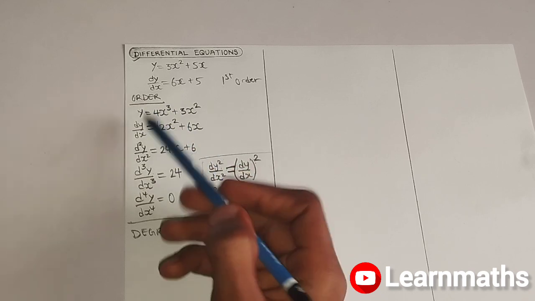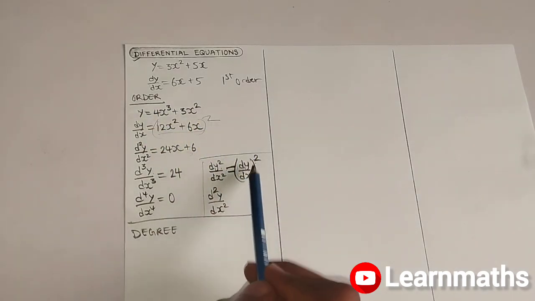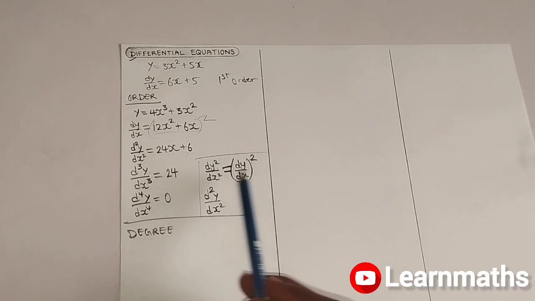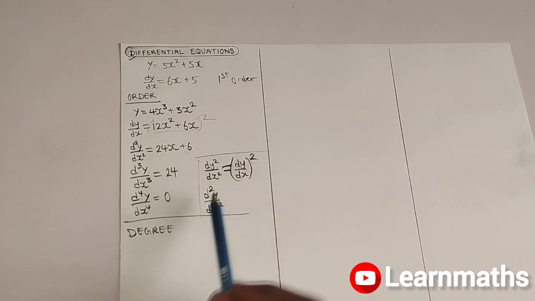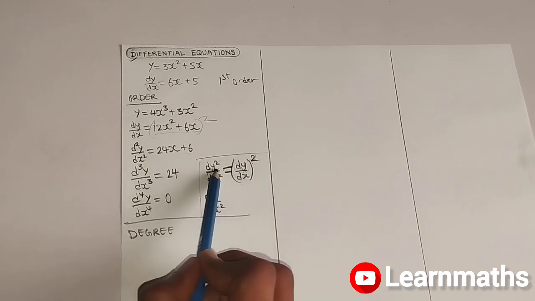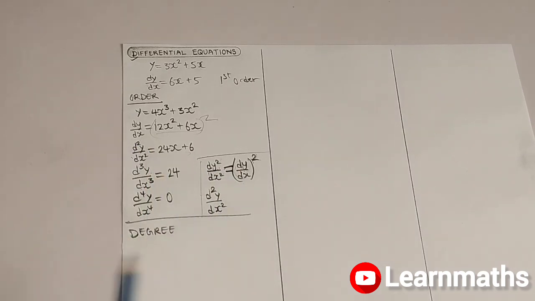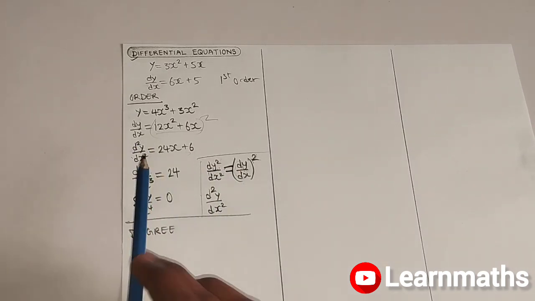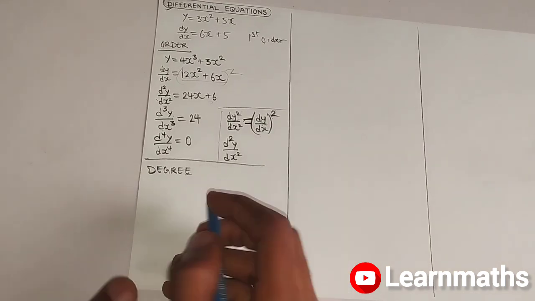Now this first order differential we've got, if you square this, that's what this expression is saying: you should just square the first order differential. It doesn't mean this, right? So this is the standard way we're going to be expressing order differentials. So let's talk about degrees now.